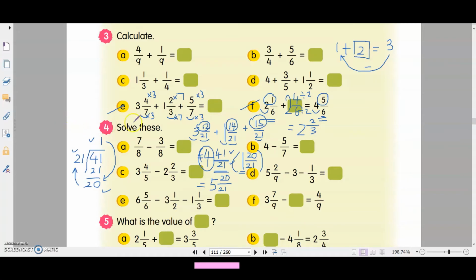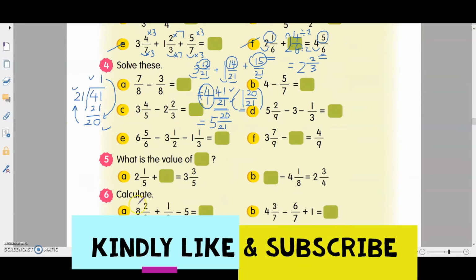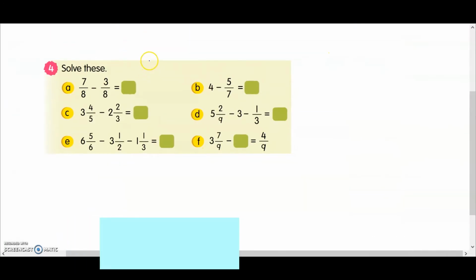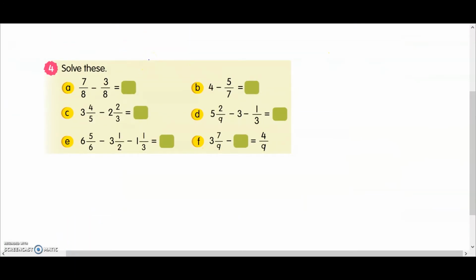Okay, let's continue with question 4. Okay, question 4, we are doing subtraction. Okay, the concept is the same. You make sure the denominator is the same, then you minus. So you copy the bottom number, and then 7 minus 3 is 4.